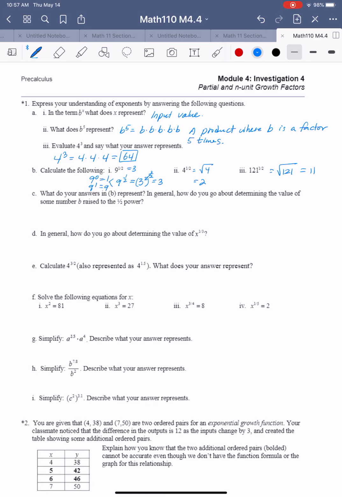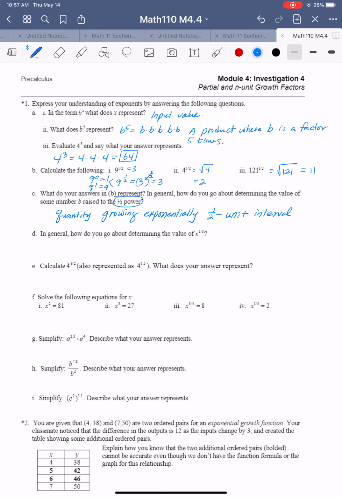So what does your answer in B represent? In general, how do you determine the value of some number b raised to the half power? Because of the half power, I can say that the quantity is growing exponentially, but in half unit intervals. So that's how they represent the half unit here.